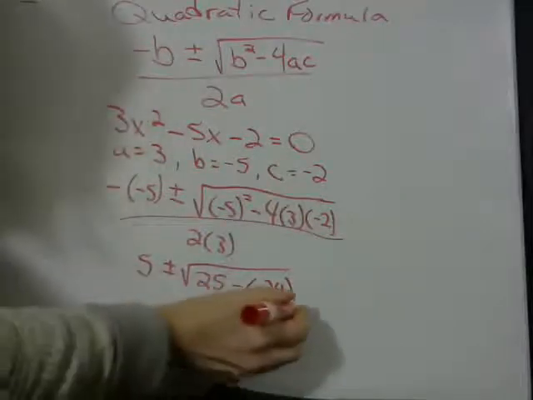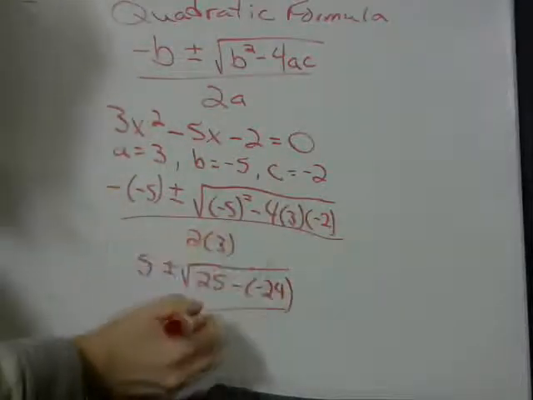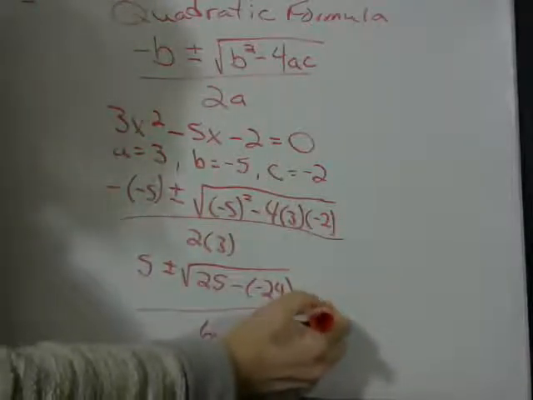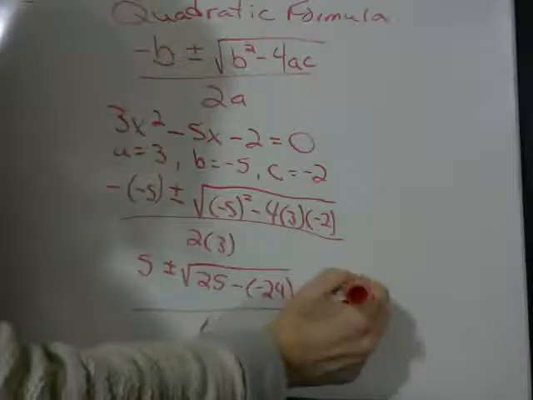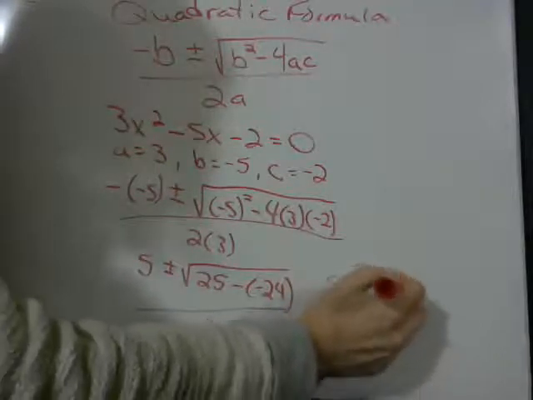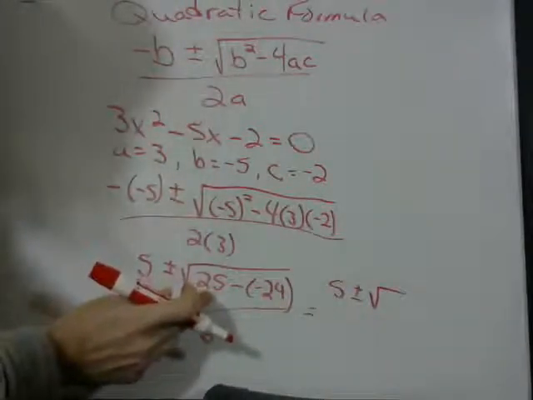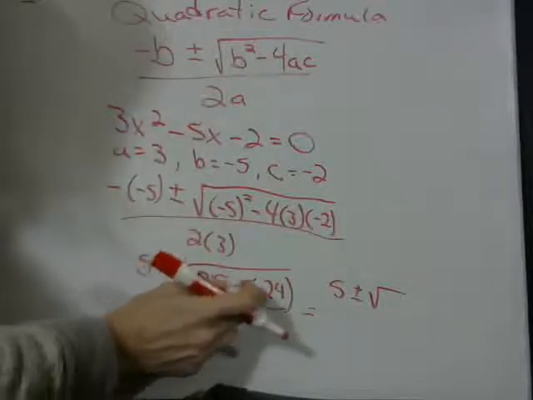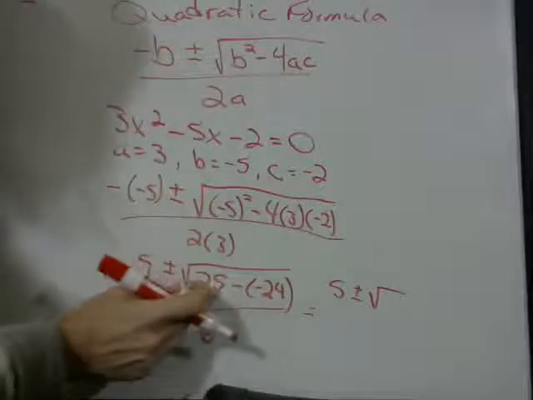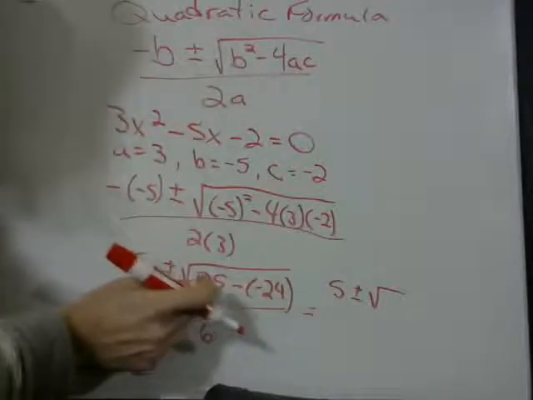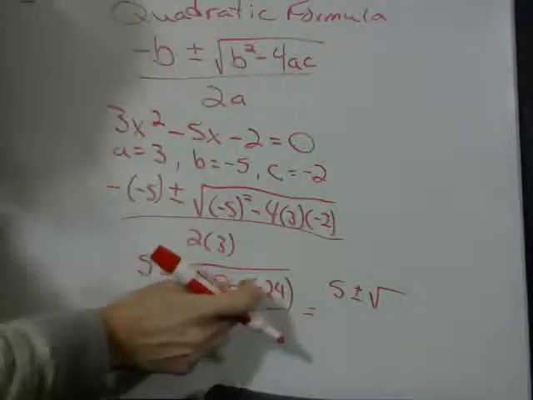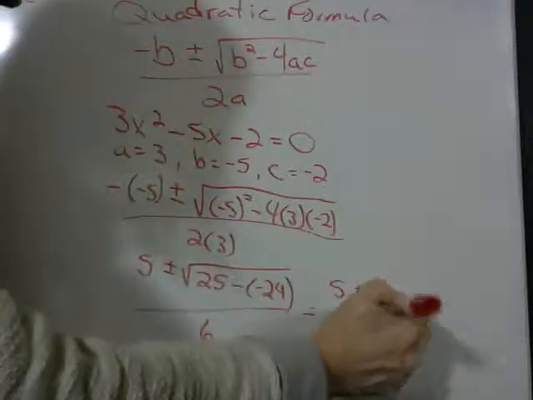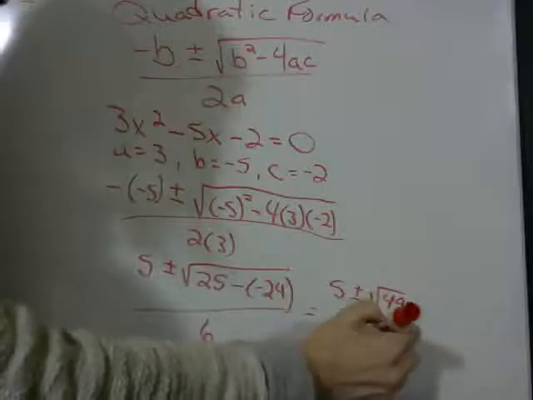All over 2 times 3 is 6. Let's simplify this. So we have 5 plus or minus the square root. What's 25 minus negative 24? Two negatives makes a positive, right? So it's really 25 plus 24. 25 minus negative 24 is the same as 25 plus 24, which is 49. All divided by 6.